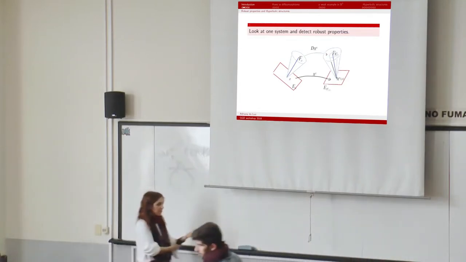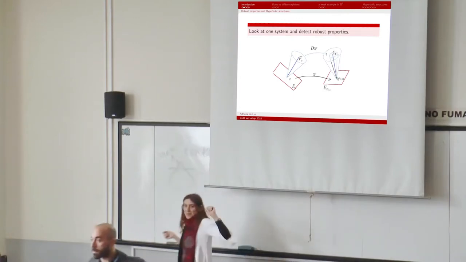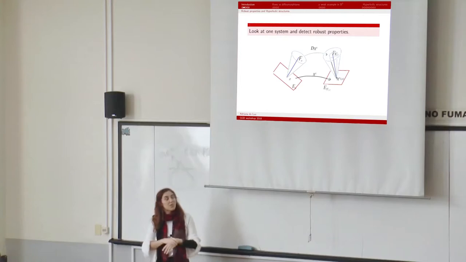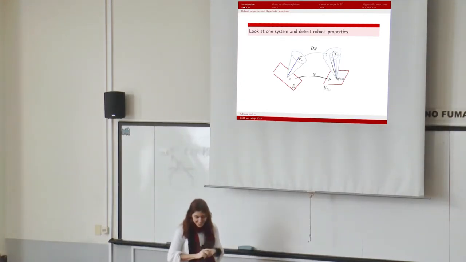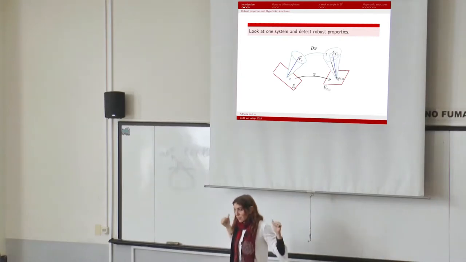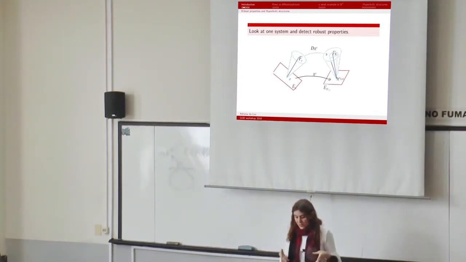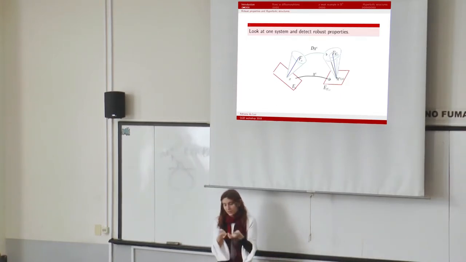So one example, and this reminds me a bit of Enrique's talk because I'm going to be talking about this, is called dominated splitting, and it's one of Mañé's toys. So this is an example of what I say when I say I want to look at one system and detect a property that's held by a neighborhood of systems.